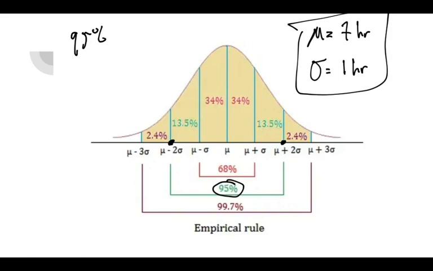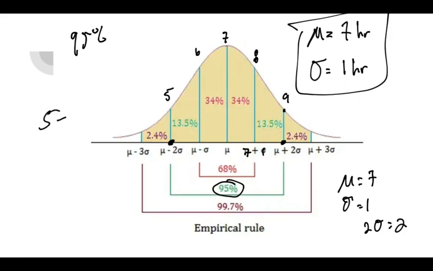Okay, so what values is that? Well, if my mean is 7 and my standard deviation is 1, then 2 standard deviations is just going to be 2 hours. So if the mean is 7, then +1 would be 8, and +2 would be 9, and this would be 6, and this would be 5. So I could say that between 5 and 9 hours of sleep, so I'm looking between the two different standard deviations.